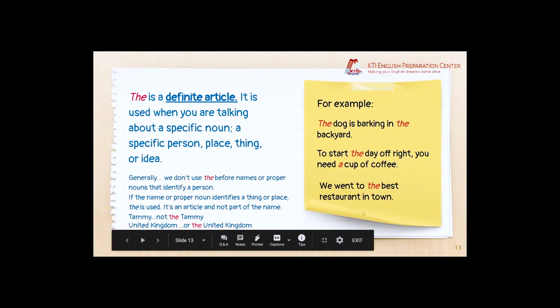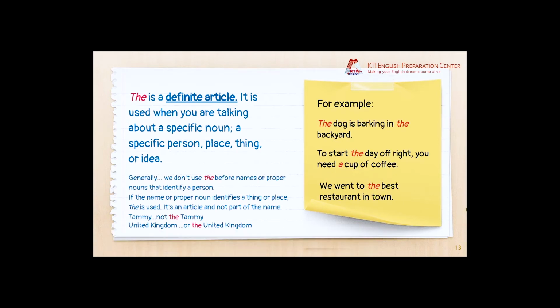Now, there's a lot of writing on here, I know. But generally, we don't use the before proper nouns that identify a person. Sometimes names of specific people don't need the, because we're already talking about a specific person. Their name includes that article in itself. If the name or proper noun identifies a thing or a place, the is used sometimes. Again, remember there are rule breakers, but it's not part of the name.